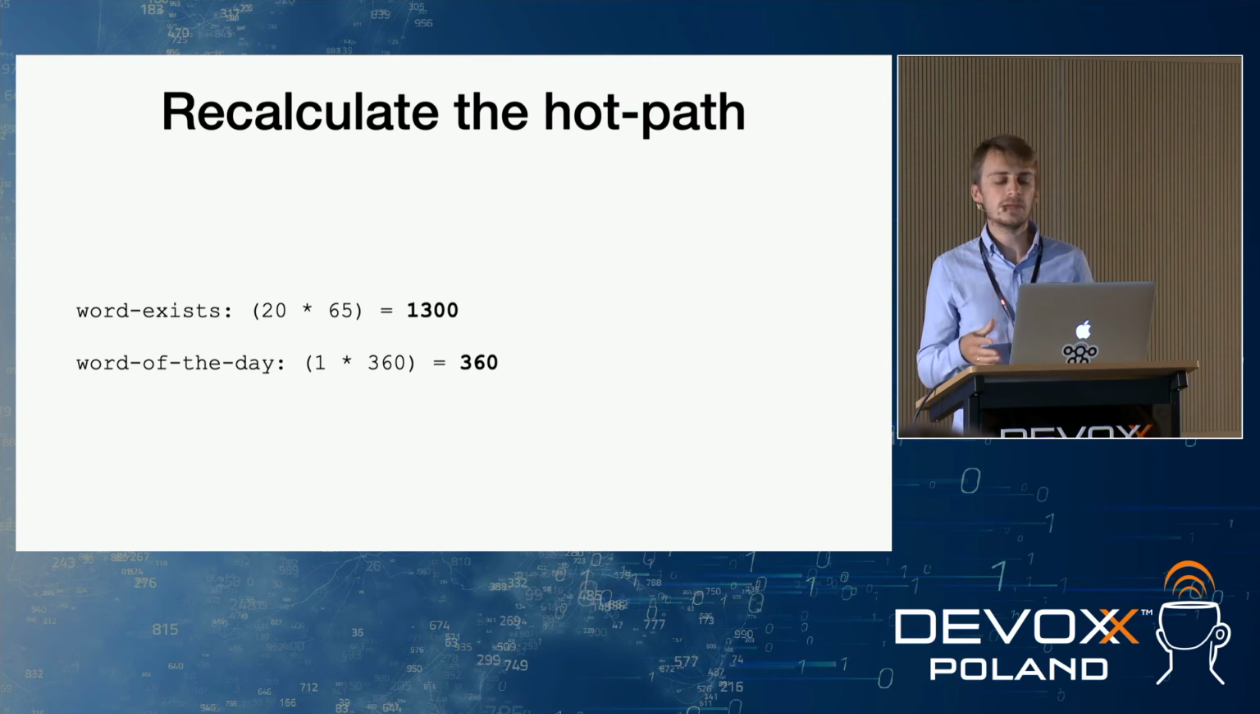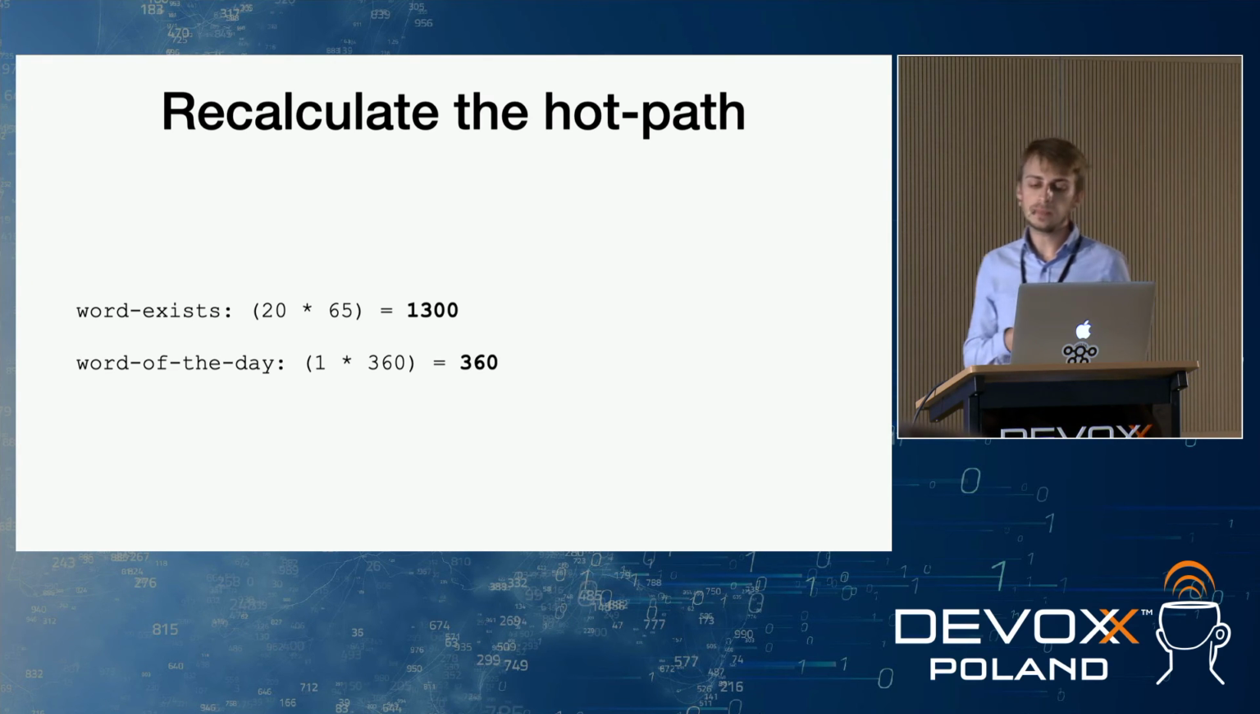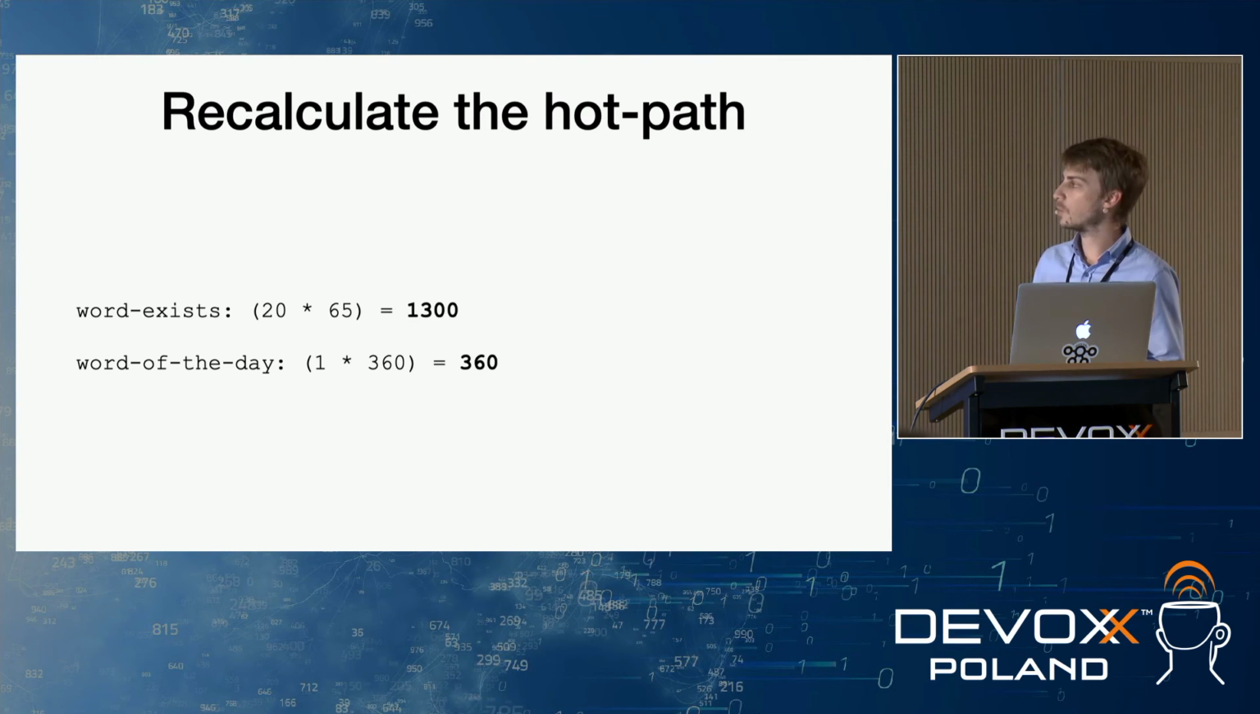And once we perform our optimization, we should recalculate the impact that the specific parts of our code take on the whole application. So our P99 latency was reduced to 65 milliseconds now. We can use the same formula as before to calculate the performance impact of the word of the day and word exists logic. So the word exists traffic is 20 requests per second, and latency is equal to 65. So it gives the total of 1,300 milliseconds taken to execute those requests.